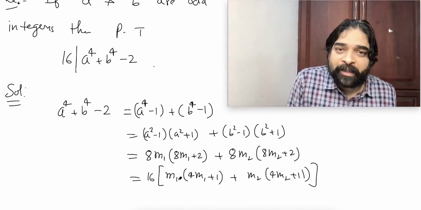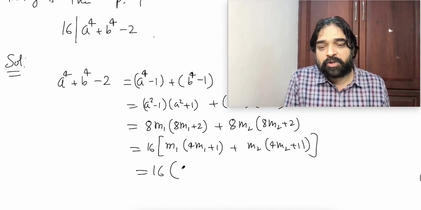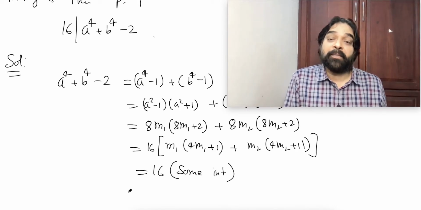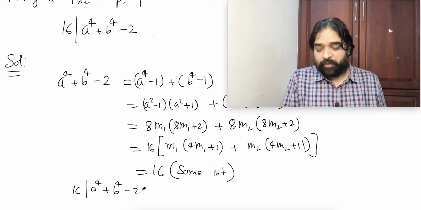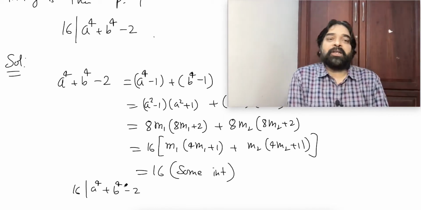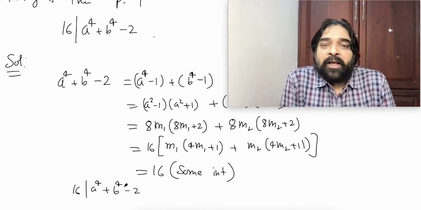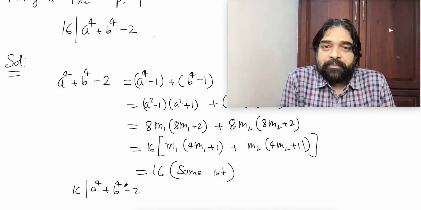m1, m2 are integers, so these are some integer. So I will say this will be 16 into some integer. That means 16 will divide a power 4 plus b power 4 minus 2. How simple is it, with one small logic: an odd integer square value will come in the form of 8m plus 1. Did you understand? Yes or no?